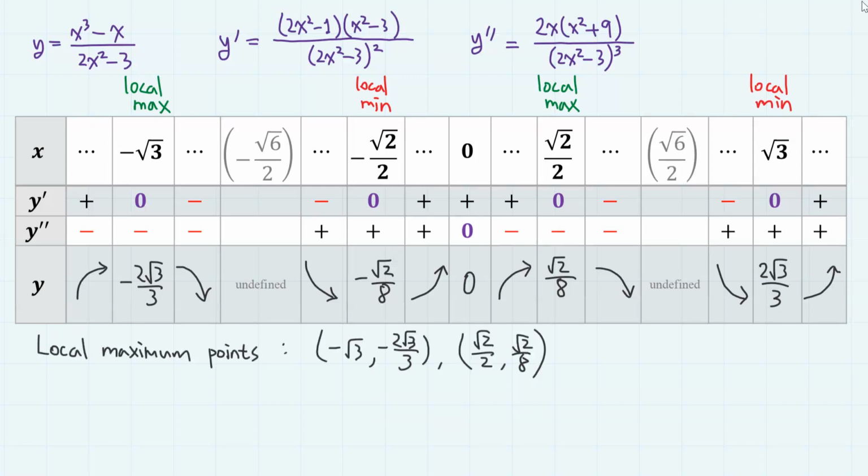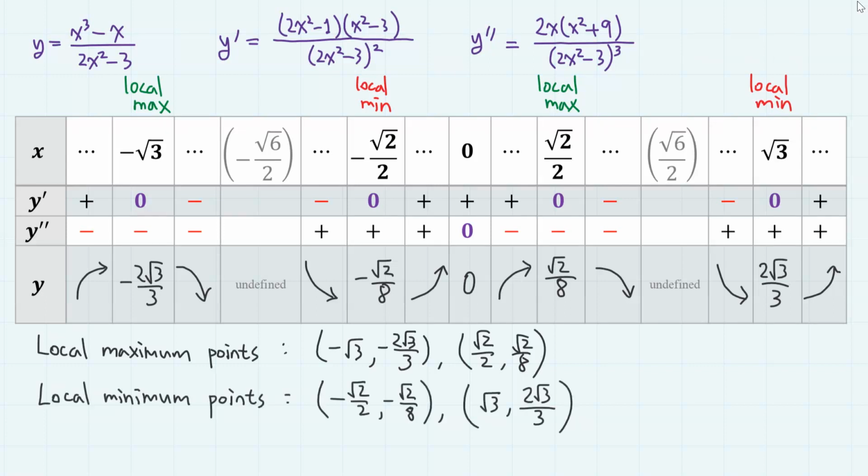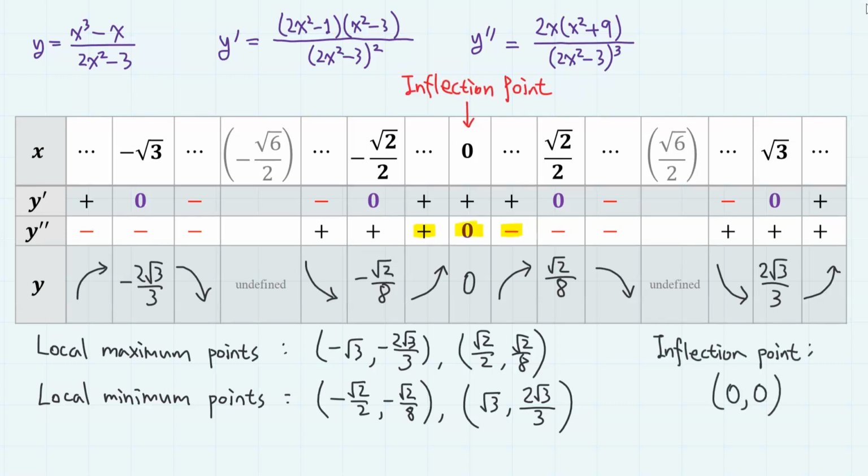So the local maximum points are minus square root of 3, minus 2 square root of 3 divided by 3, and square root of 2 over 2, square root of 2 over 8. And the local minimum points are minus square root of 2 over 2, minus square root of 2 over 8, and square root of 3, 2 square root of 3 over 3. And we can also notice that point 0, 0 is an inflection point, since the sign of the second derivative changes at the vicinity of x equals 0.